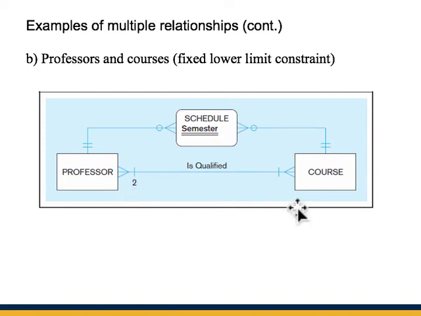So what we are saying is a course must have more than one professor qualified to teach it, but the minimum number required is two. Or another way to say it is, at least two professors must be qualified to teach the course. Or each professor must be qualified to teach at least one course. So when you know the minimum or maximum constraint, write that number on top of or bottom of that relationship.